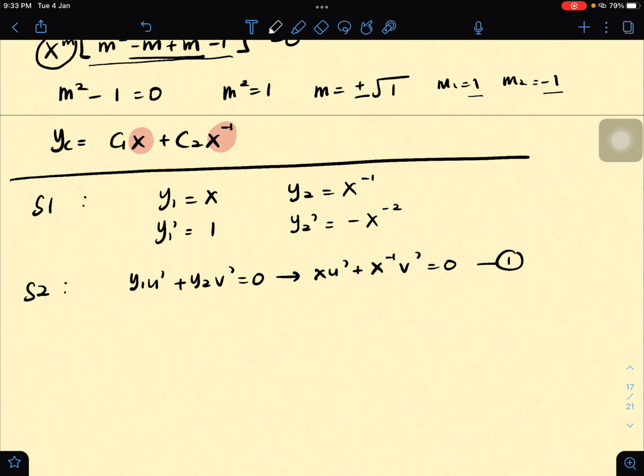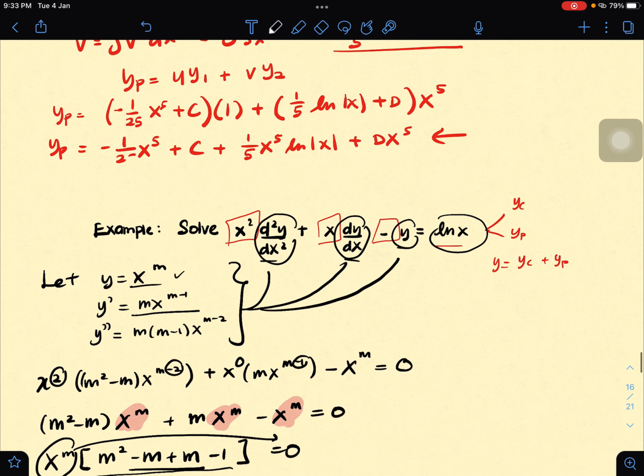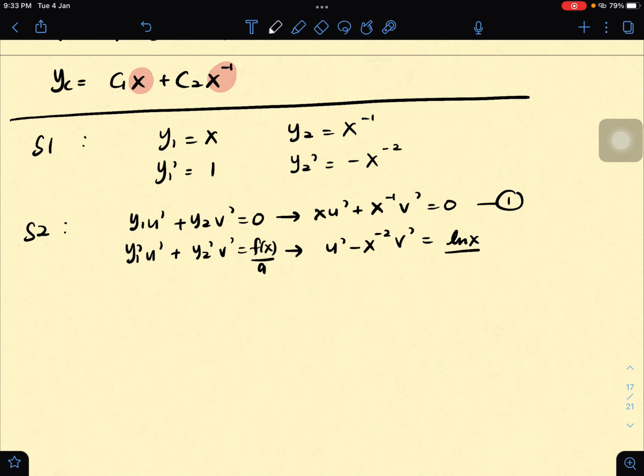And your second equation comes from y1 prime u prime plus y2 prime v prime equal to f(x) divided by a. So your y1 prime is equal to 1, so you have u prime plus y2 prime, which is negative x to the power of negative 2, v prime equal to f(x) over a. Your f(x) is on the right side here, which is ln x, and the a is the one in front of the second derivative, which is x squared. So you have ln x over x squared. Alright, so this one is your second equation.